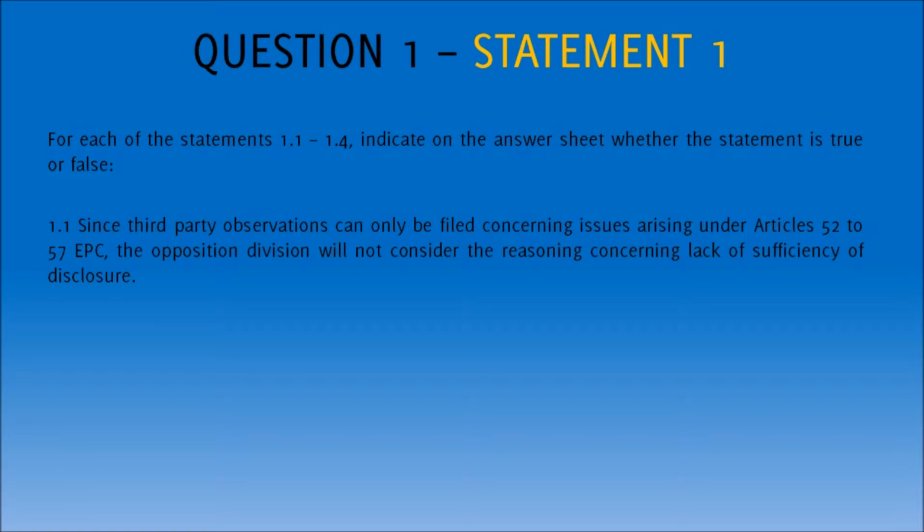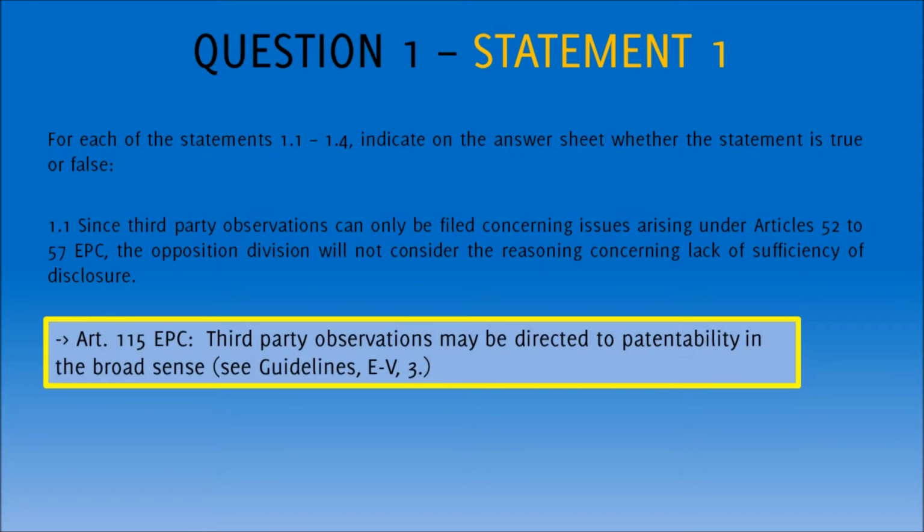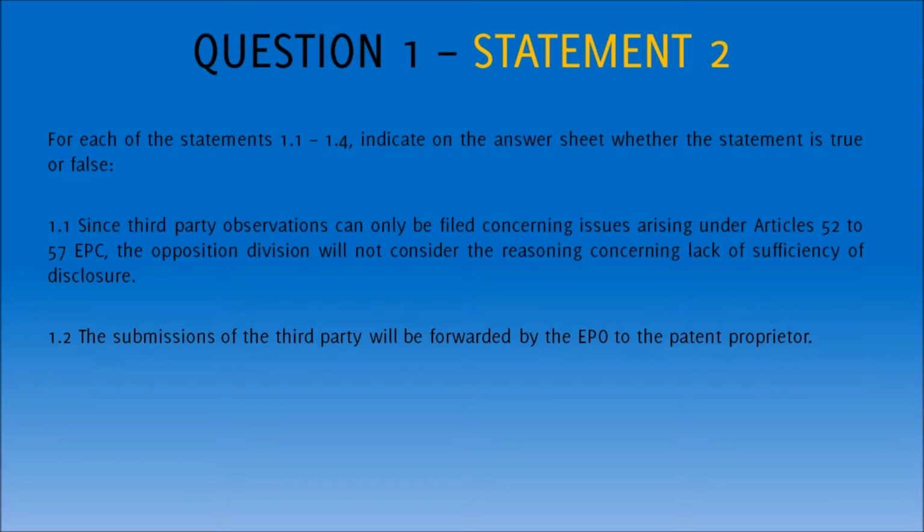articles or rules. And that is the case here with Article 115 EPC, which says third-party observations may be directed to patentability in the broad sense. So there's no restriction to certain articles or certain grounds of opposition. So this statement is wrong. Let's go to the next statement, statement 2.